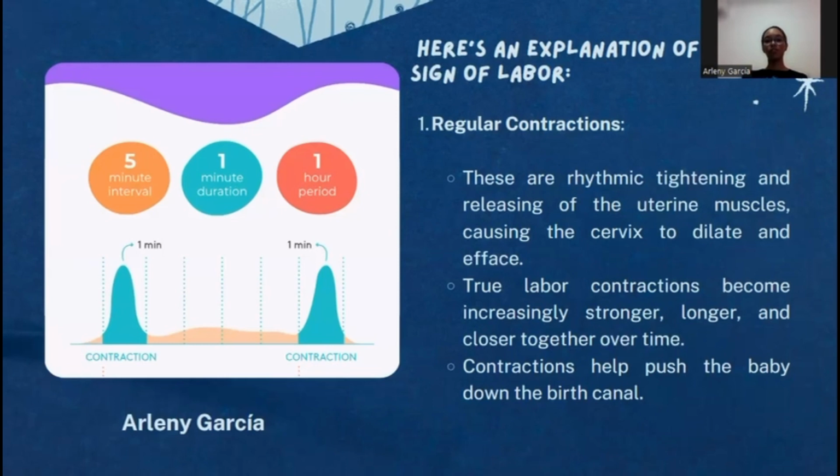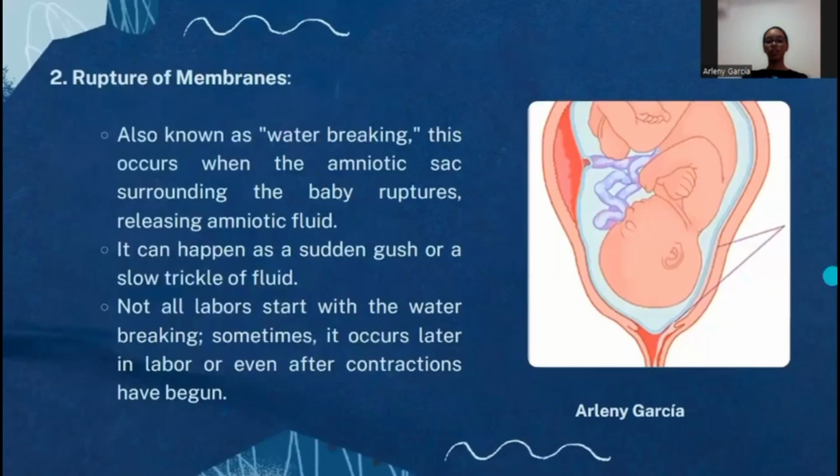Number 1. Regular contractions. These are rhythmic tightening and releasing of the uterine muscles causing the cervix to dilate and efface. Through labor, contractions become increasingly stronger, longer, and closer together over time. Contractions help push the baby down the birth canal.